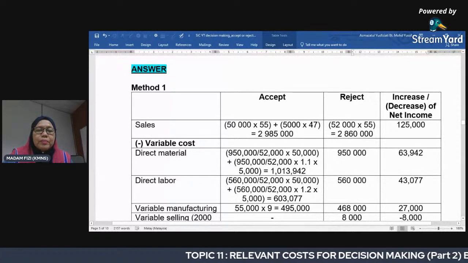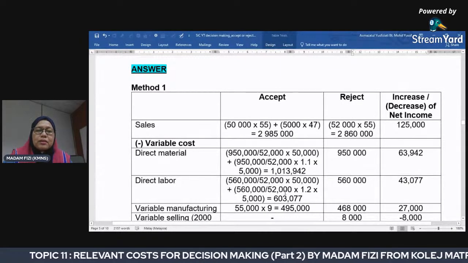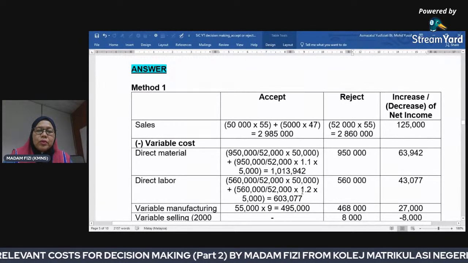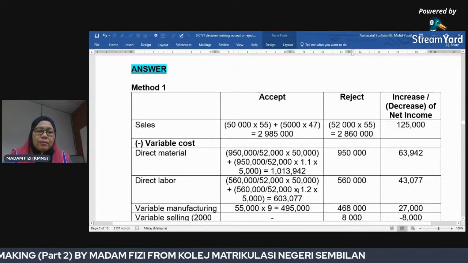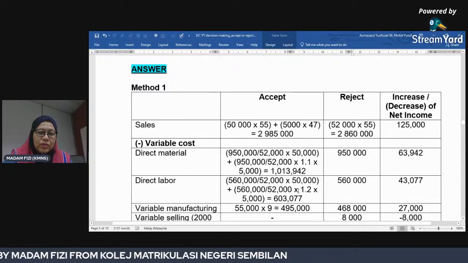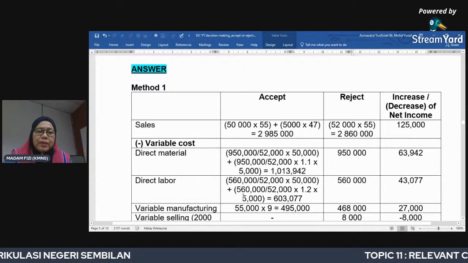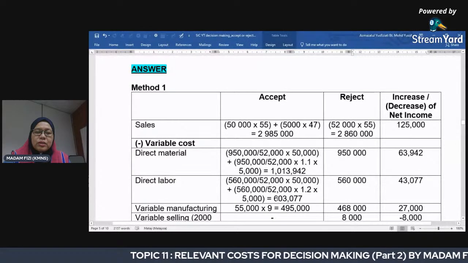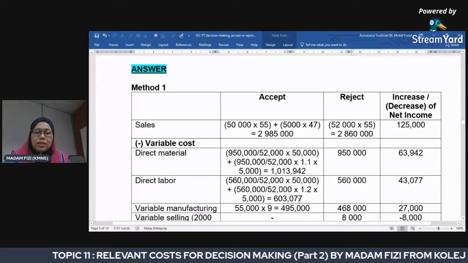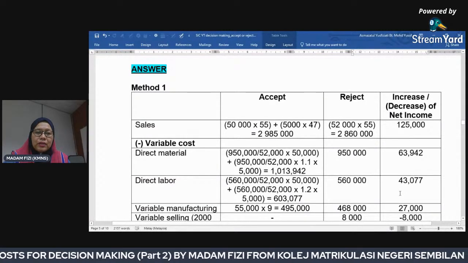So plus dengan cost per unit for direct labor multiply by 1.2. Kenapa 1.2? Sebab cost direct labor adalah meningkat sebanyak 20% if we accept the special order. And then barulah awak multiply by 5,000 unit the special order. So you get the answer is 603,077. So the difference is 43,077.